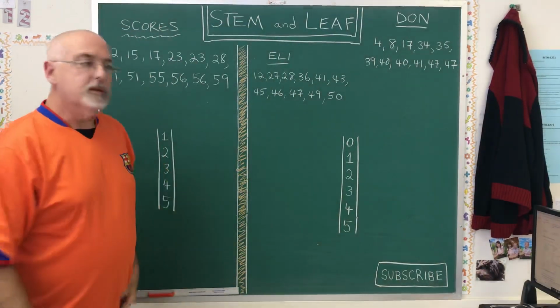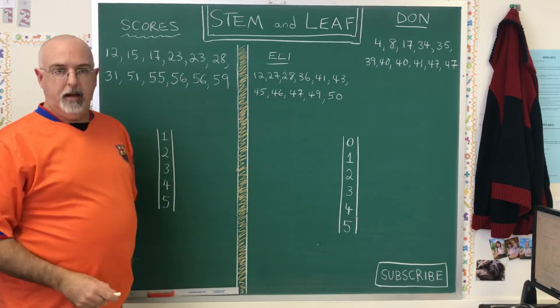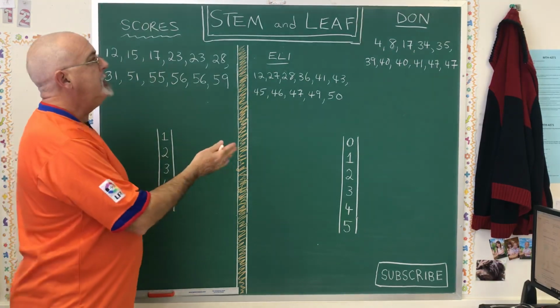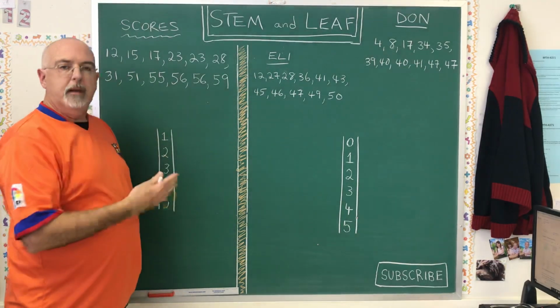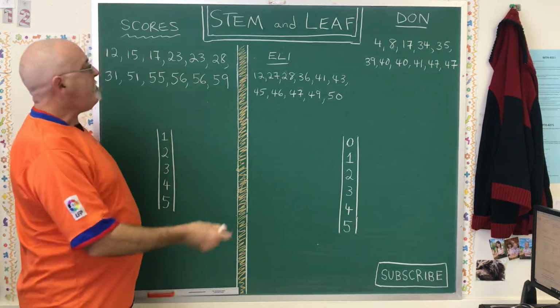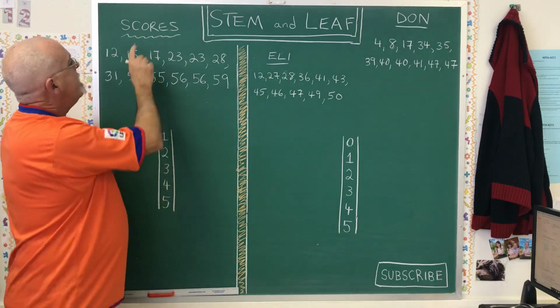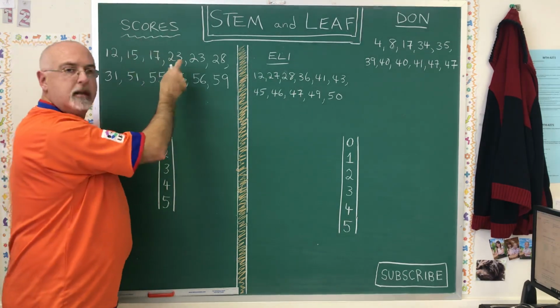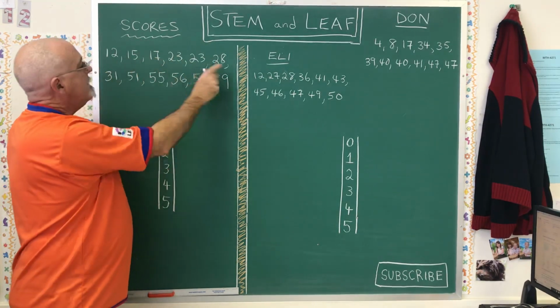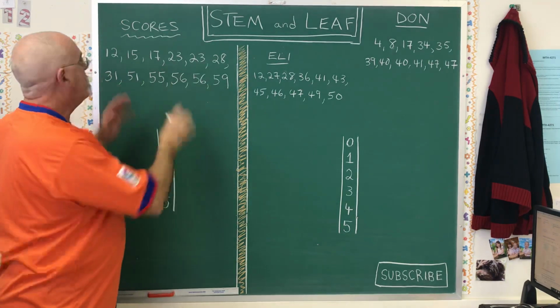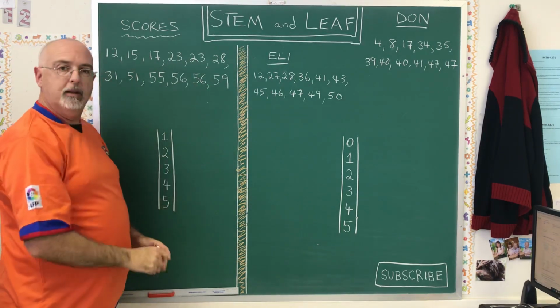In today's Daily Dose of Math, we're looking at stem and leaf tables. A stem and leaf table is a way of presenting data that makes it easier to read. On the left side of this chalkboard, I have a set of data with the title scores. There's only 12 values in it, and I'm going to put those 12 values into my stem and leaf table.